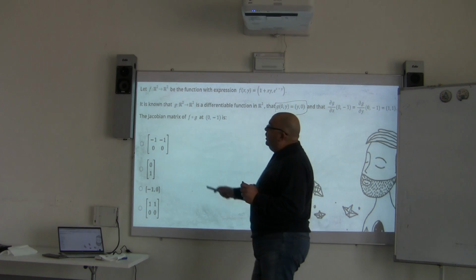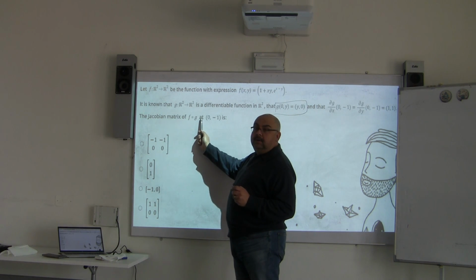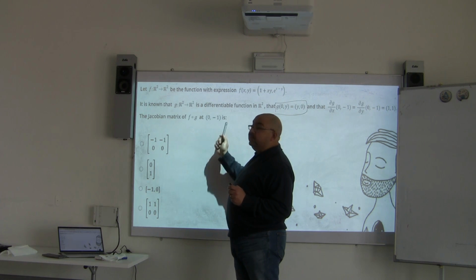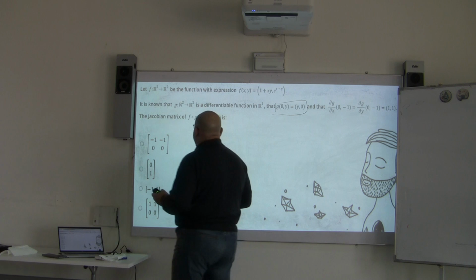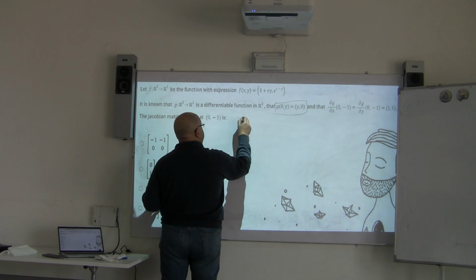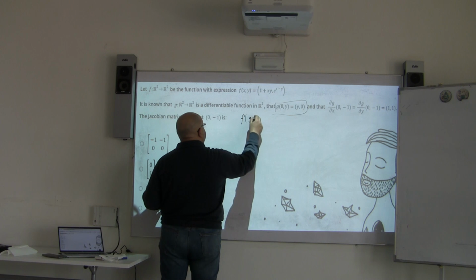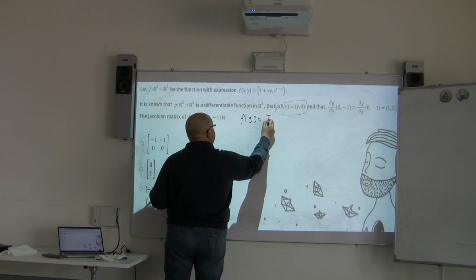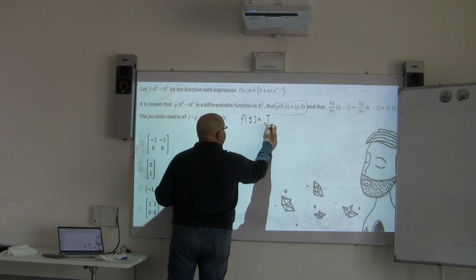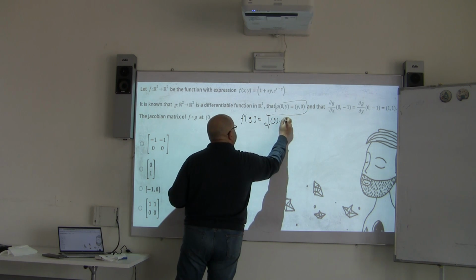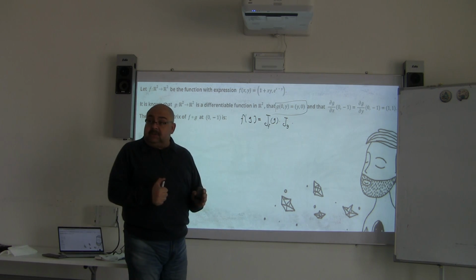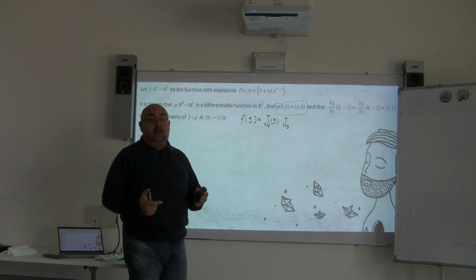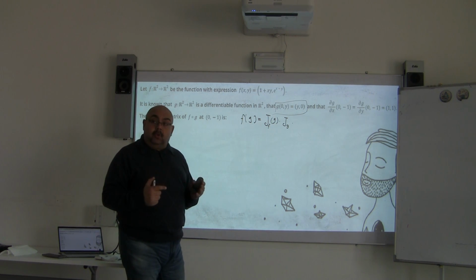He wants you to evaluate the Jacobian of f composite g at (0, -1). So I need to get the Jacobians. According to the rule of the Jacobian that we talked about previously for composite functions, for f of g of x, I will get the Jacobian of f at g, then the Jacobian of g, as you can see. So I will get the Jacobian of f at g first, then multiply it by the Jacobian of g, and get the result. This is very, very simple.